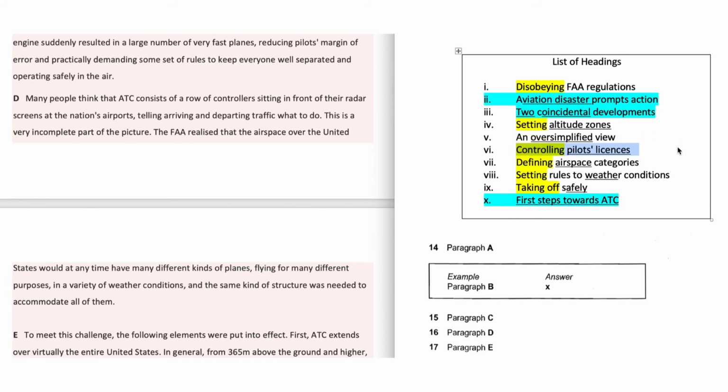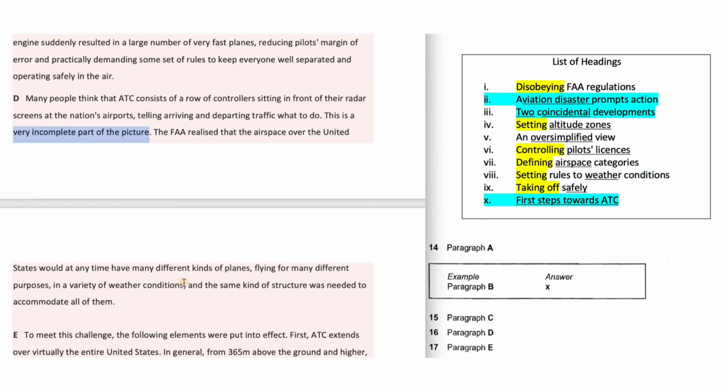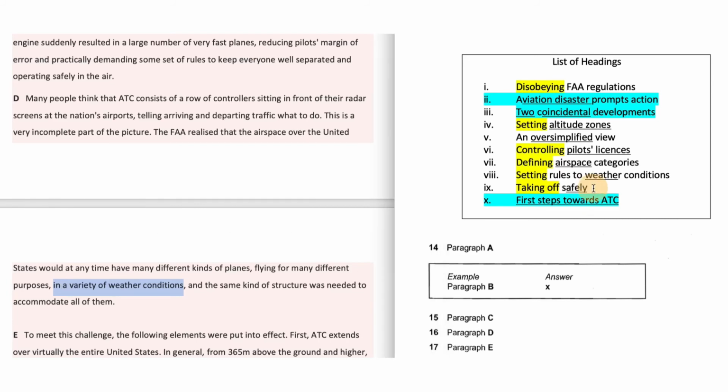And let's look at controlling pilot's license. Absolutely not. Defining airspace categories. There's no categories here. Setting rules to weather conditions. Well, they do mention the weather conditions here, but it's got nothing to do with setting rules to weather conditions. And then there's no mention of taking off safely. So the right answer for paragraph D is number 5.